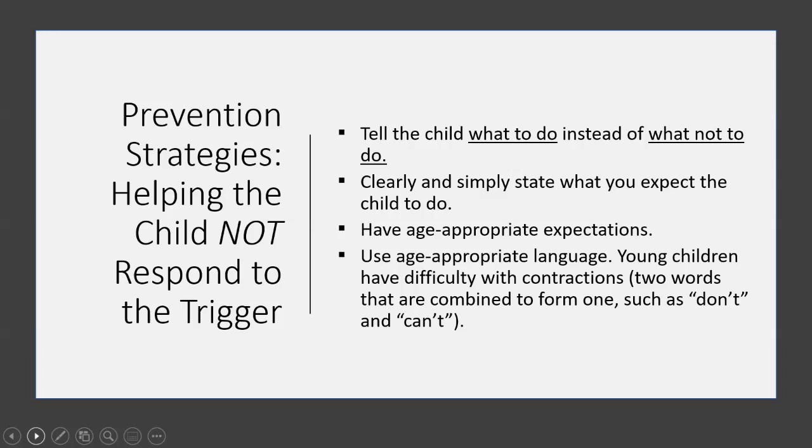We need to remember to tell the child what to do instead of what not to do. Clearly and simply state what we expect the child to do. Remember how small they are. Have age-appropriate expectations and use age-appropriate language. Young children have difficulty with contractions, two words that are combined, such as don't and can't. Be very clear when speaking to the child.